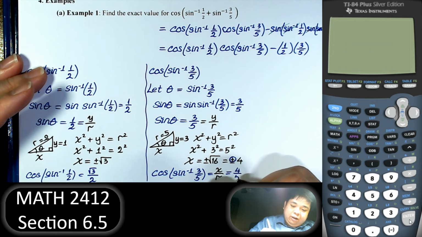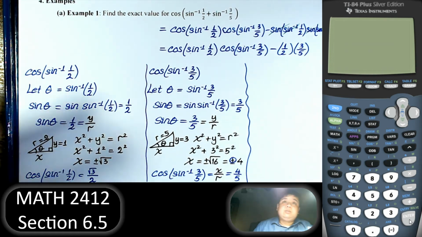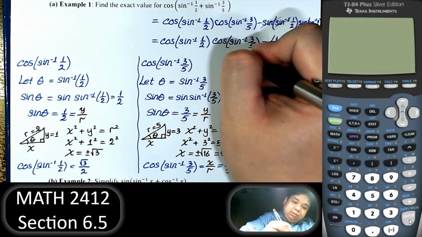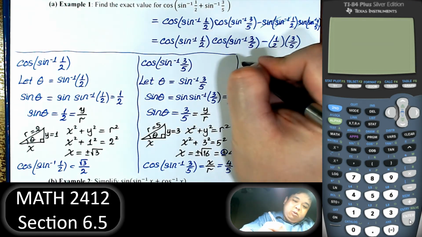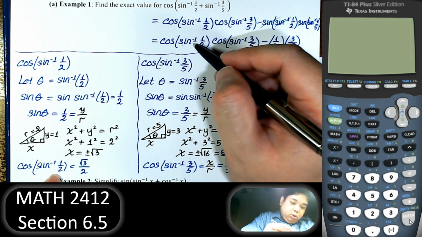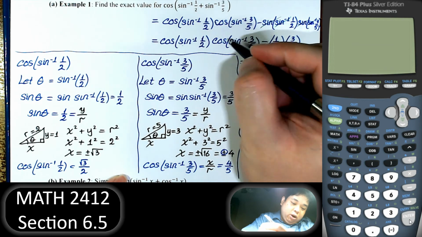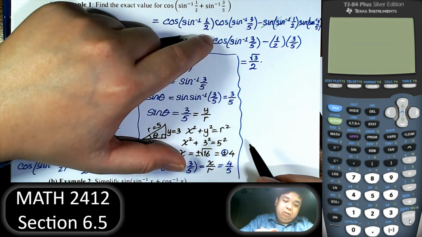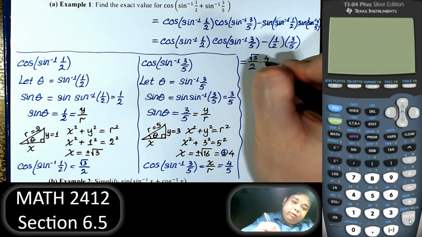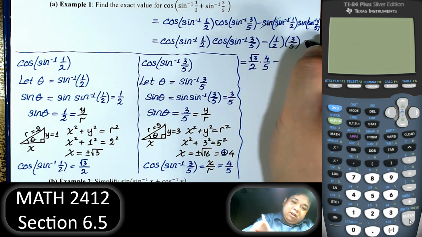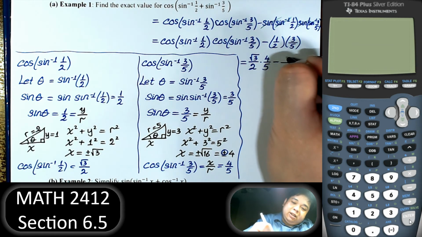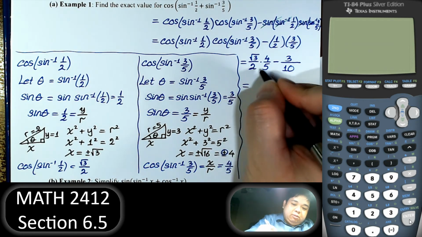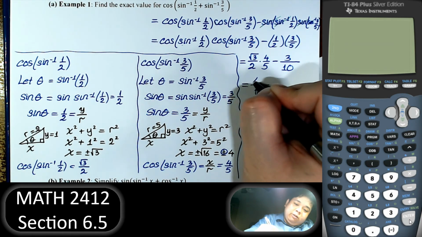Four over five, and then we put back into the problem. This one equal to cosine inverse of cosine of sine inverse of 1/2 is square root of 3/2 times cosine of sine inverse of 3/5 is 4/5, minus that, which gives us 3/10. And that's also over 10. 4 square root of 3.